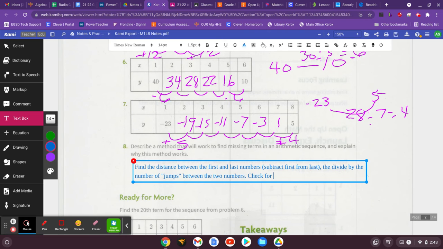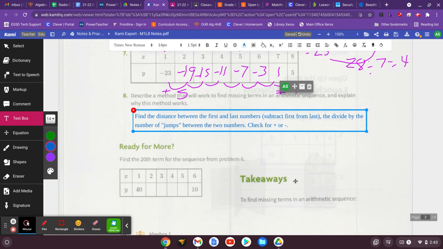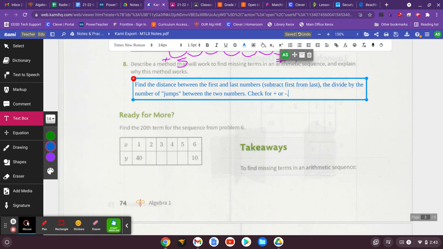Check for plus or minus. We'll do that because if you don't subtract the first from the last, if you're just kind of working on the distance, then you've got to double check the plus or minus. All right, ready for more.